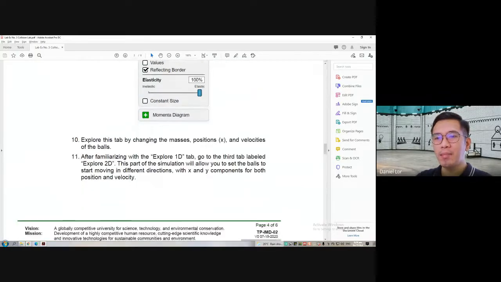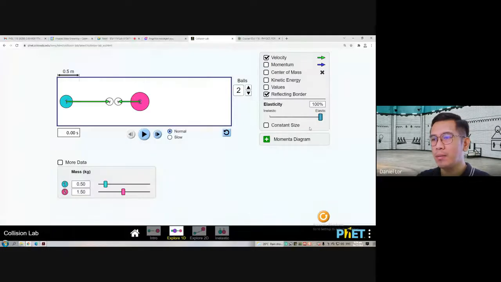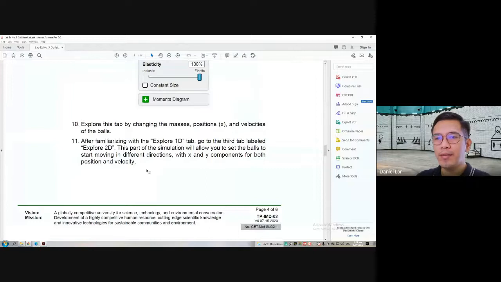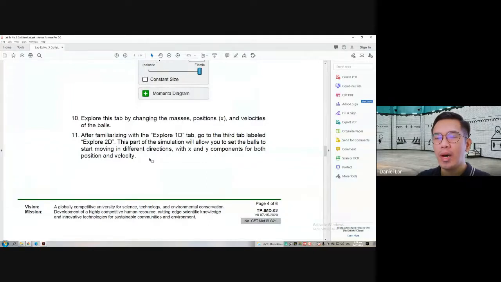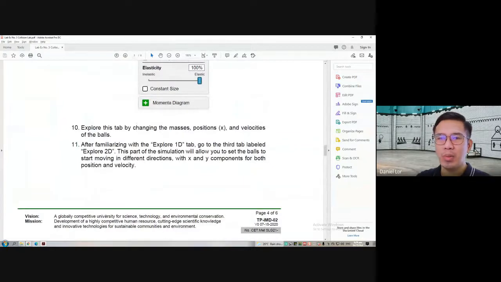Explore this tab by changing the masses, that is number 10, no? Position and velocities of the ball. And after familiarizing with the Explore 1D tab, go to the third tab labeled Explore 2D. This part of the simulation will allow you to set the balls to start moving in different directions.